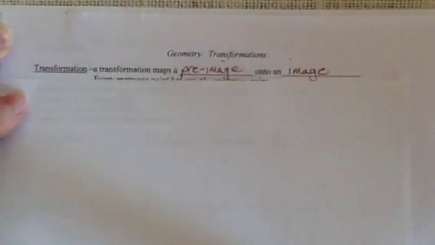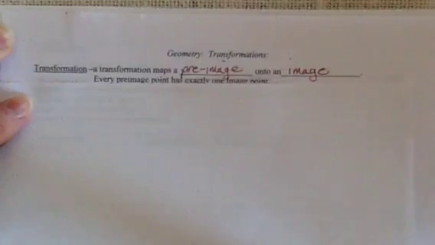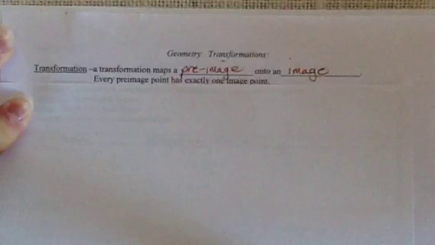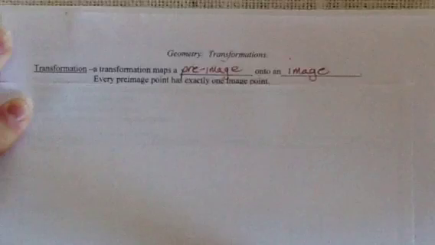We have a little bit of vocabulary to look at, and then we can start looking at the transformations. The first thing is a transformation maps a pre-image onto an image. Every pre-image point has exactly 1 image point. All right, so what I mean by that, for example, with a reflection, if I was looking at myself in the mirror, I would be the pre-image, and my reflection would be the image. And every point on the pre-image has a point that matches to it on the image.